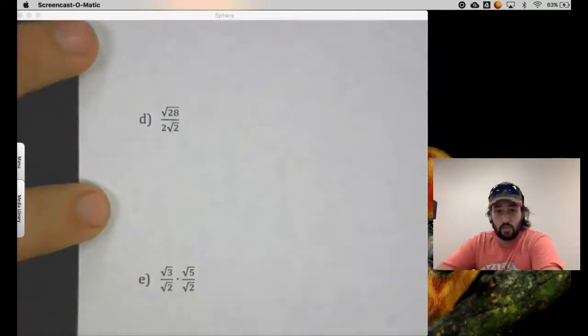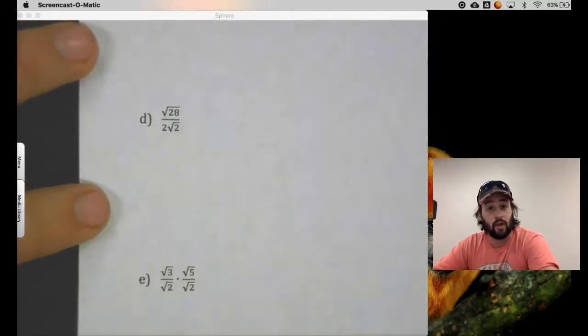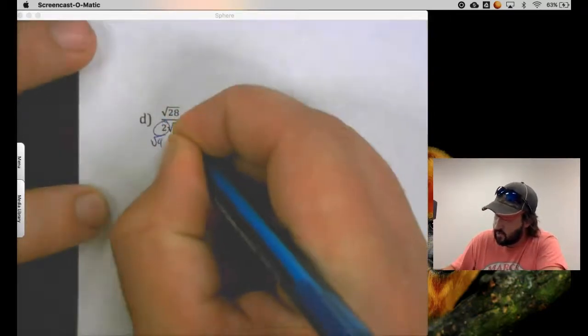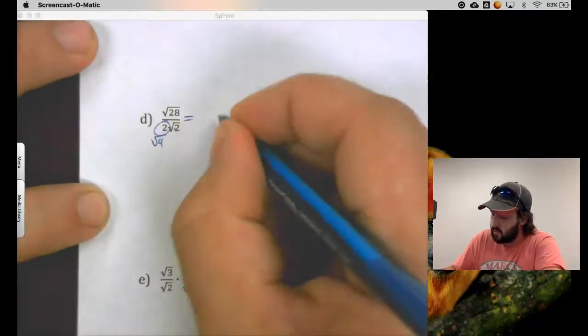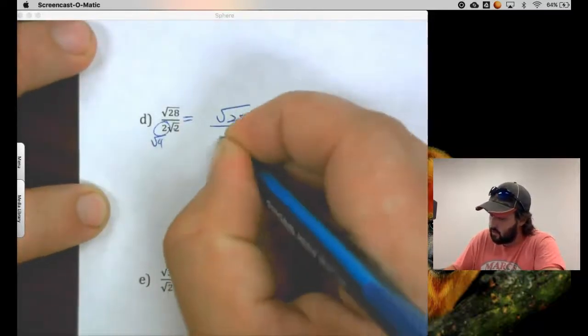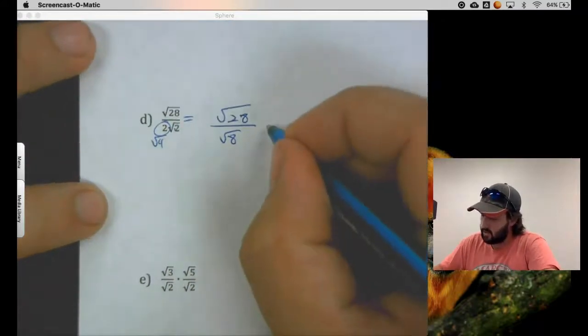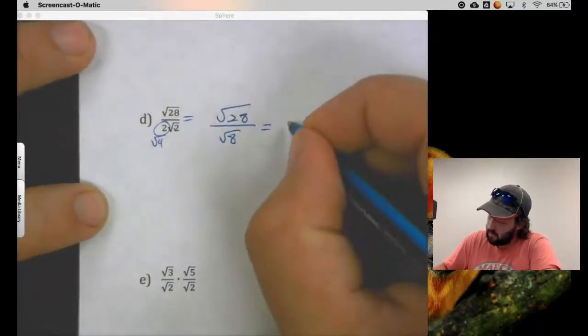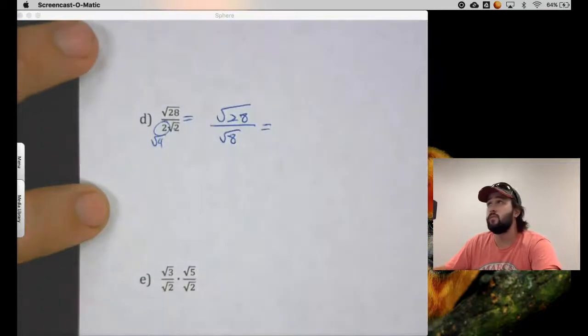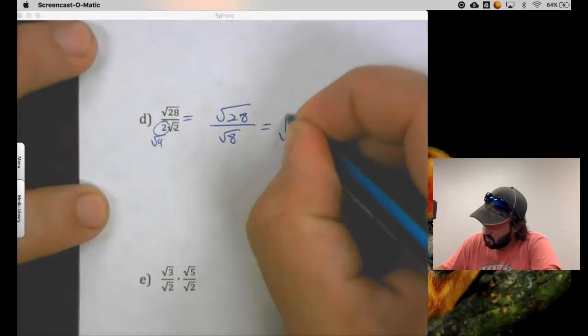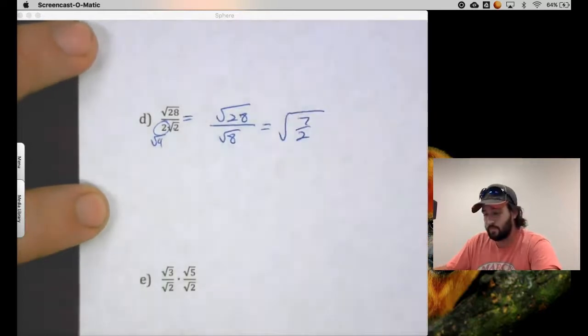Now this one's a little bit tricky. What would probably help is to make this the square root of 4 times 2. So this is the same thing as root 28 over root 8. 28 over 8, let's see, divides to 14 over 4, 7 over 2. So square root of 7 over 2.